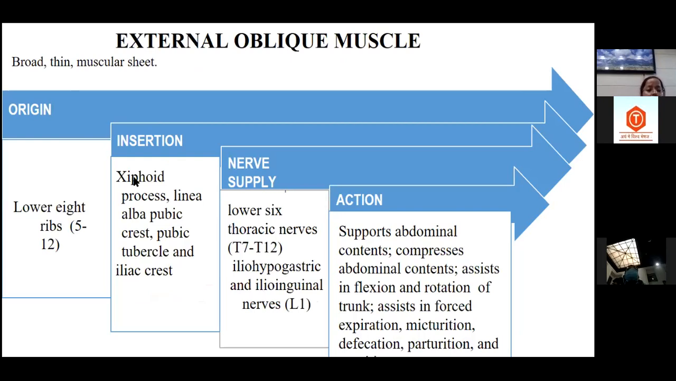The external oblique muscle is a broad, thin muscular sheet that originates from the lower 8 ribs and gets inserted into the xiphoid process, linea alba, pubic crest, pubic tubercle, and iliac crest, and it is supplied by the lower 6 thoracic nerves and the iliohypogastric and ilioinguinal nerves. It supports and compresses abdominal contents and assists in flexion and rotation of the trunk, and also assists in forced expiration, micturition, defecation, parturition, and vomiting.